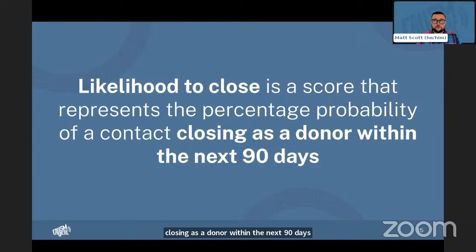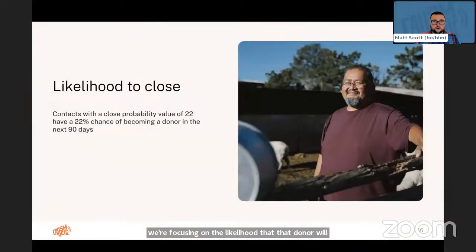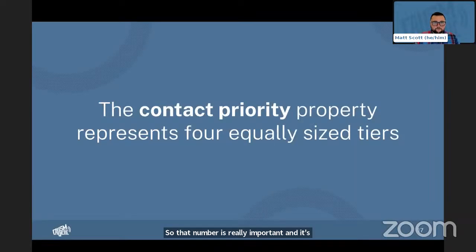That timeline is super important because we are fundraisers, we need money now. And so we're focusing on the likelihood that that donor will close in the next 90 days. That's really the likelihood to close number. So what does this mean in terms of a percentage? Essentially, contacts with a close probability value of 22 have a 22% chance of becoming a donor in the next 90 days. That number is really important, and it's dynamically updated on the contact.